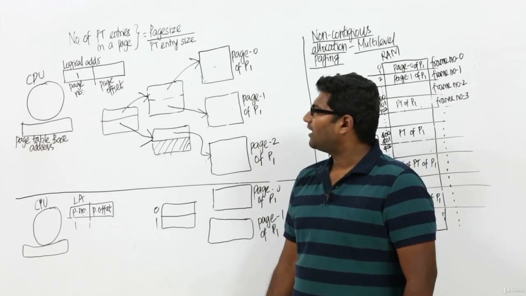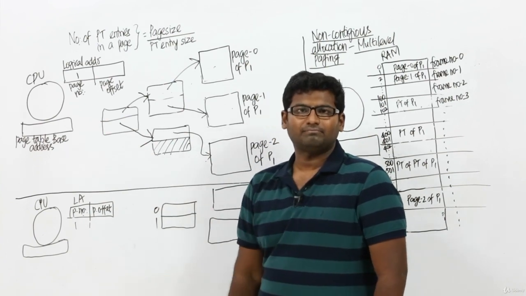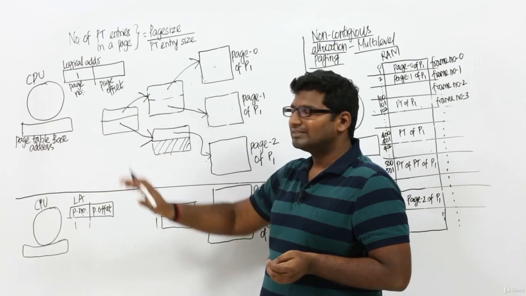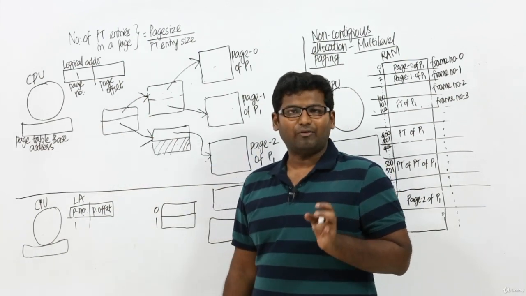Okay. Now tell me whether I can index into this page table using simple addition. I can definitely do that. Why? Because this is placed in contiguous addresses, right? See, this will also be placed in a single frame of RAM.